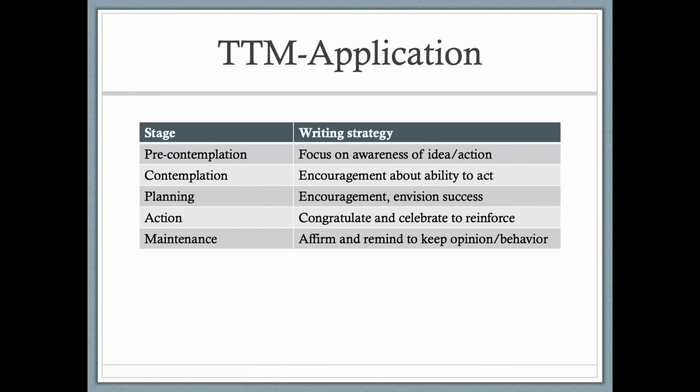So the application to writing more persuasively can be seen in a table. At each stage, the writing strategy is different. At the pre-contemplation stage, persuasive writing won't make any sense, so you focus on awareness of the idea or action. At the contemplation stage, it's about encouraging them about their ability to act, the "you can do this" message. At the planning stage, the encouragement continues and you get them to envision success, to get them to actually take that intended change. At the action stage, it's congratulations and celebration to reinforce that they've done this. And finally, at the maintenance stage, writing should affirm and remind people to keep that opinion or behavior going.